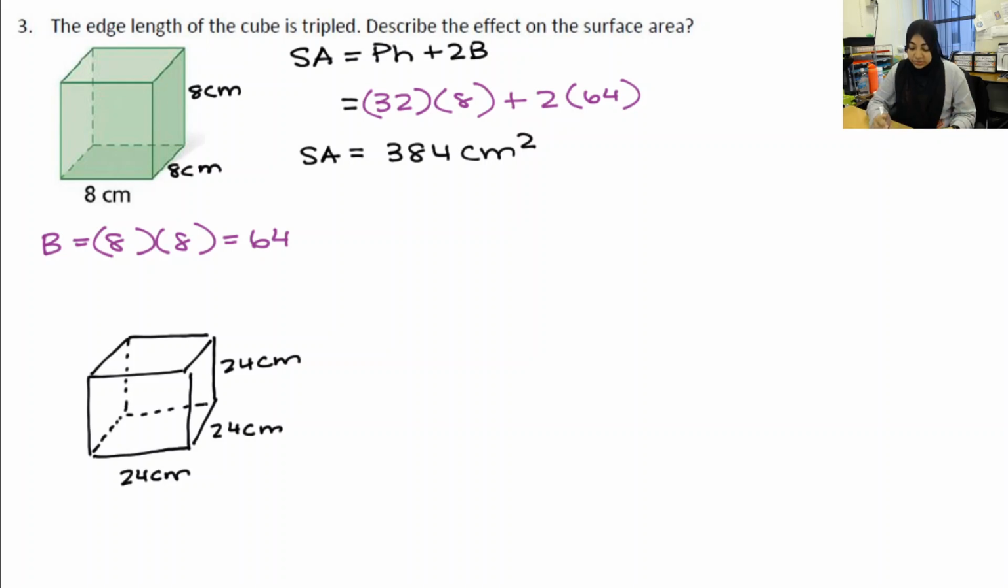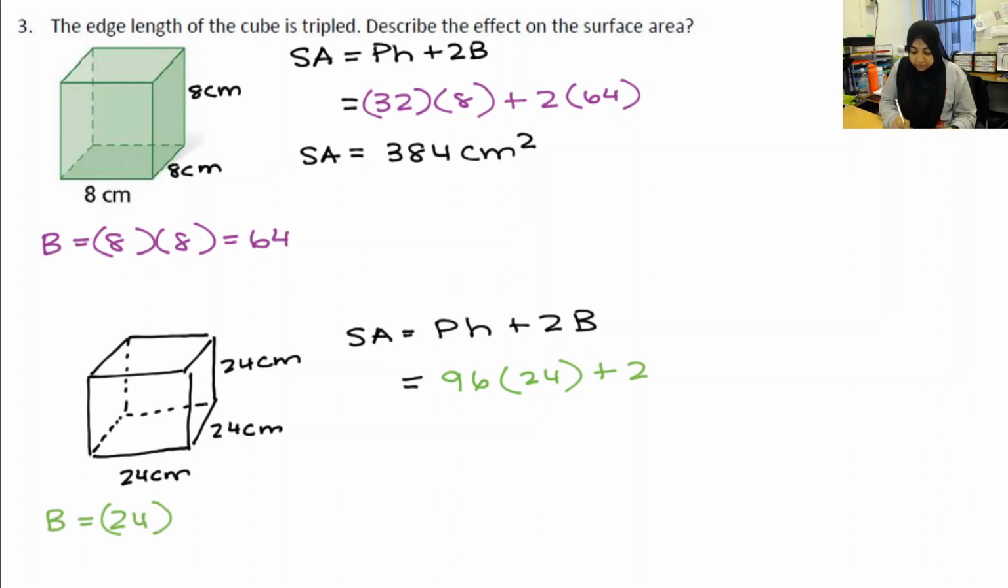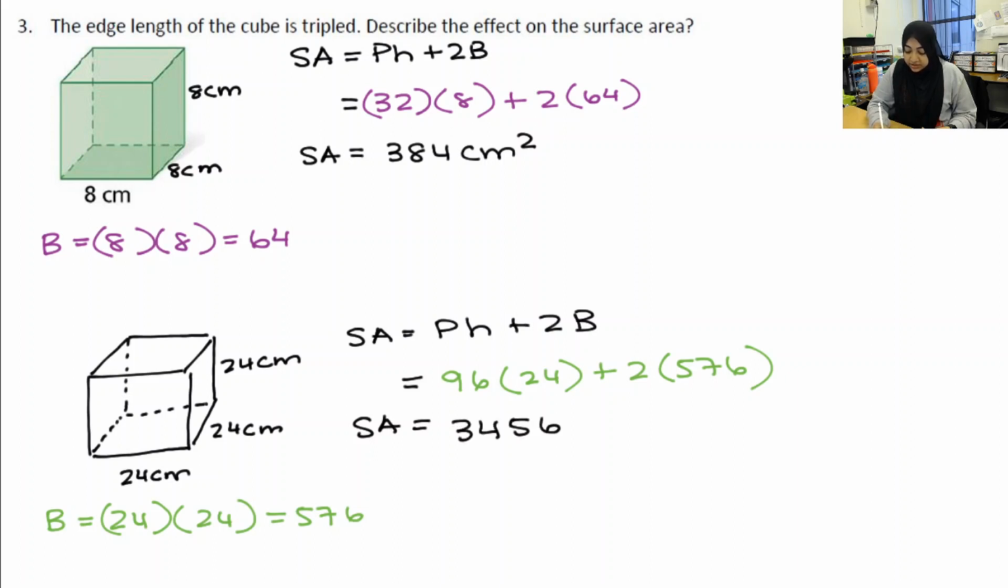Formulas don't change, just those values are going to change that we substitute in. Perimeter of the base times the height plus 2 times the area of the base. Perimeter of the base is 24 plus 24 plus 24 plus 24, which is 96, times the height, which is 24 again, plus 2 times the area of the base, which is 24 times 24, which is 576. And now I'm going to go simplify that. So that surface area is 3,456 centimeters squared.